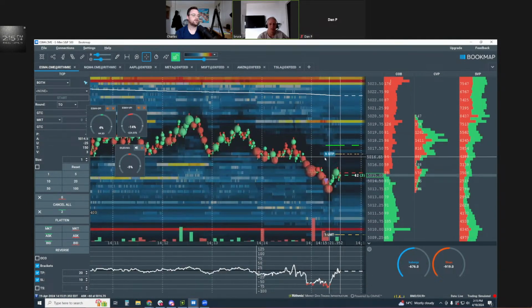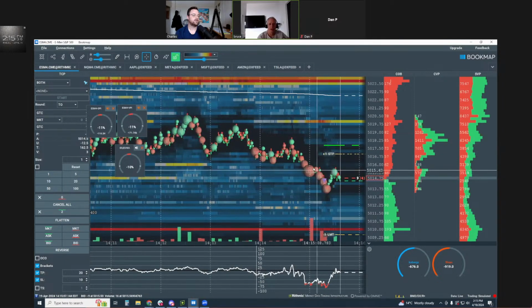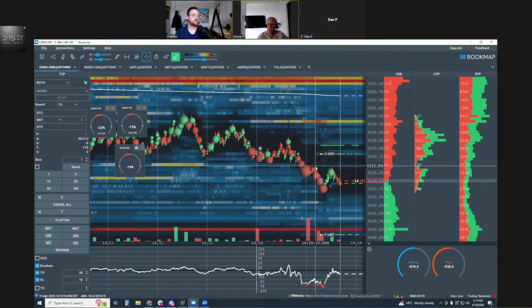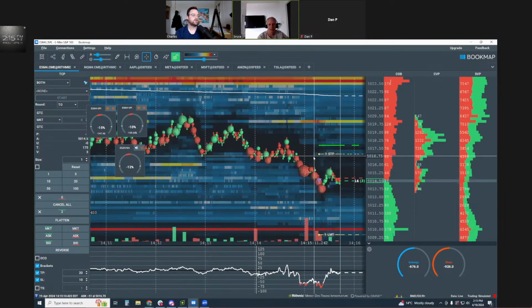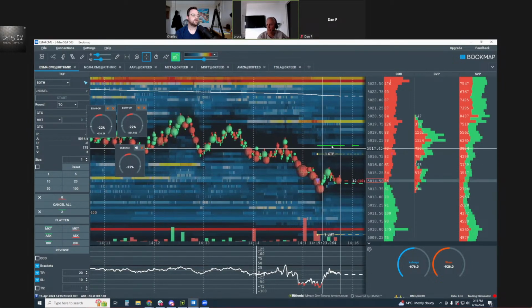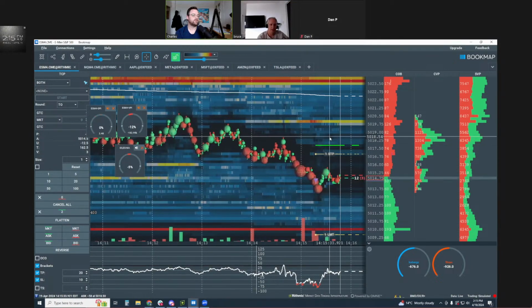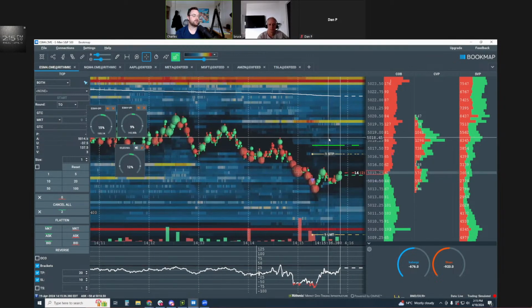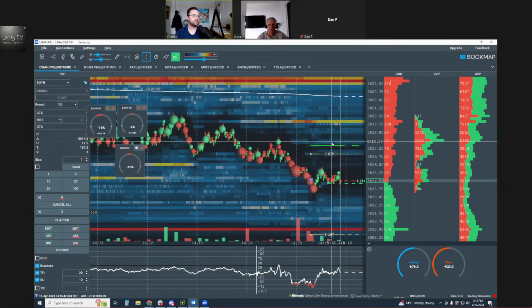And we'll see if this is just a pullback or something more. But that's a lot of volume there. And the order book was supporting that, or I shouldn't say support, was behind it, I should say. Yeah, like in confluence. So if it's red, it's more likely to continue lower. If it's green, it's more likely to continue higher.